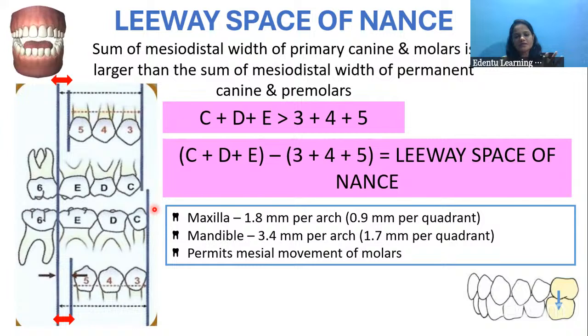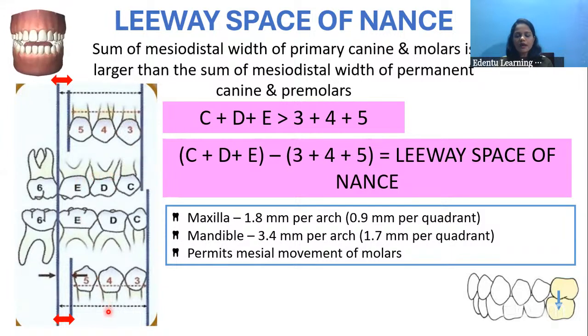The primate space is usually seen in the deciduous dentition, whereas this leeway space of Nance is usually seen in the mixed dentition period. That is, the incisors had already been shed and new incisors had erupted, and the permanent molars had also erupted. Okay, so if you look at it, the deciduous canines and the first and second molars are in the process of shedding, and the premolars and the permanent canines are in the process of erupting.